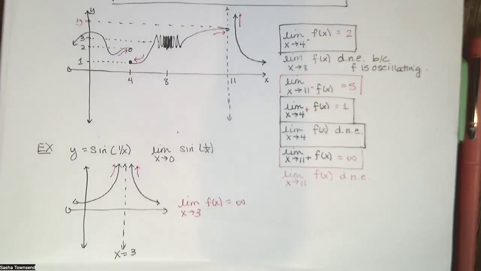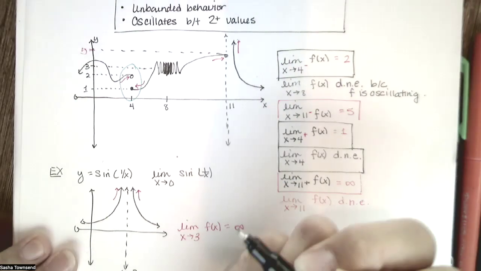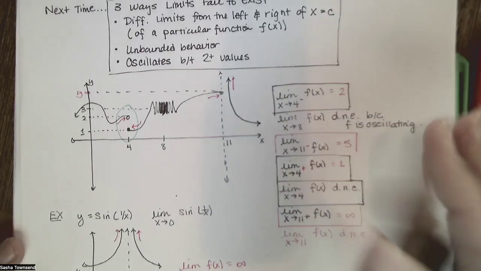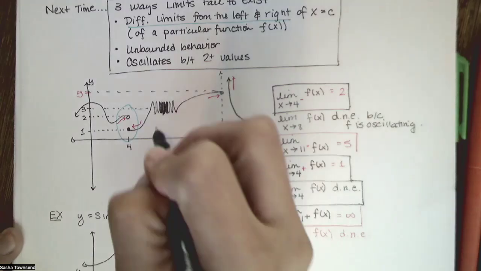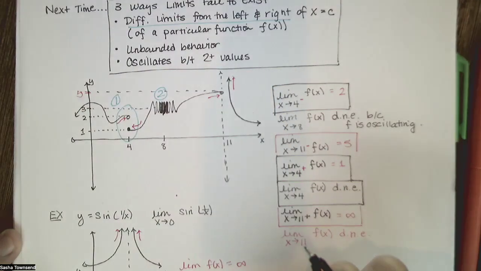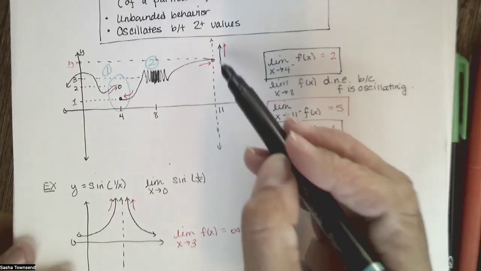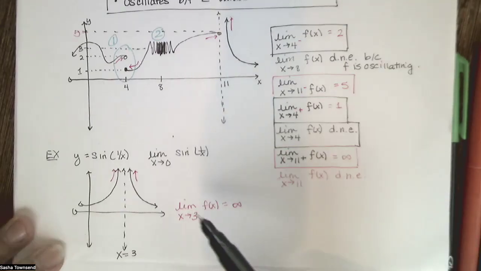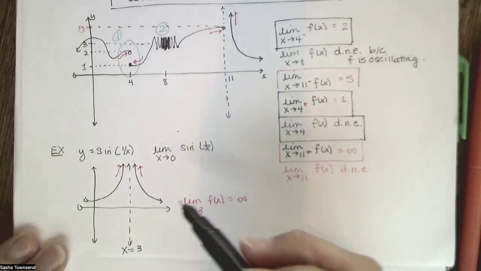And those are our three ways. So we had a limit that fails to exist because we have different limits from the left and from the right. That's one of them. Then we have a limit that fails to exist because the function is oscillating rapidly between two values. And that's another example. And then here we have an infinite limit, or a limit that fails to exist because the function has unbounded behavior.